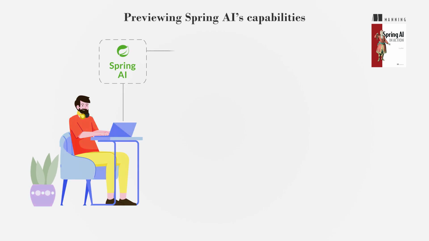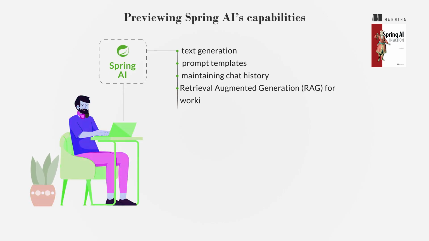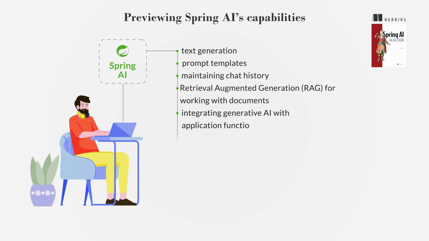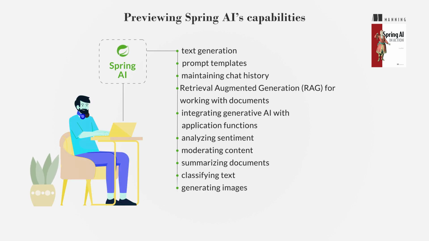Spring AI offers more than simple text generation. It supports creating prompt templates, maintaining chat history, Retrieval Augmented Generation, or RAG, for working with documents, integrating generative AI with application functions, analyzing sentiment, moderating content, summarizing documents, classifying text, and generating images and audio. These capabilities will be explored in the following chapters.